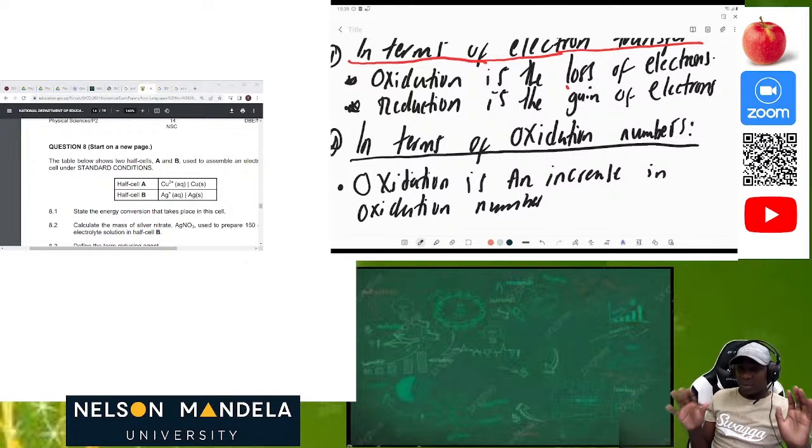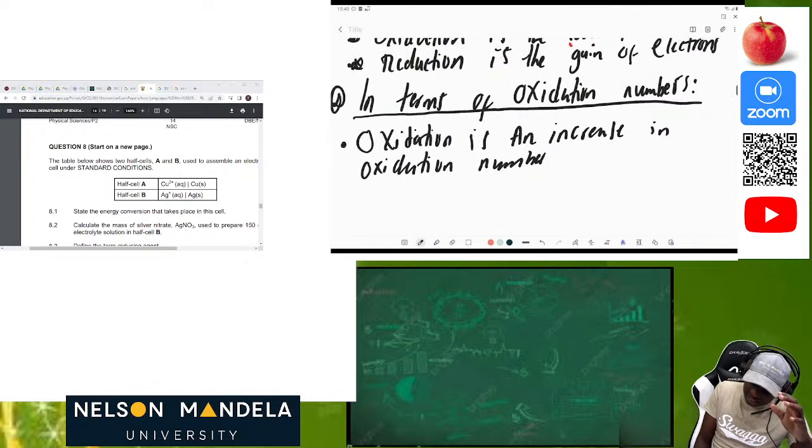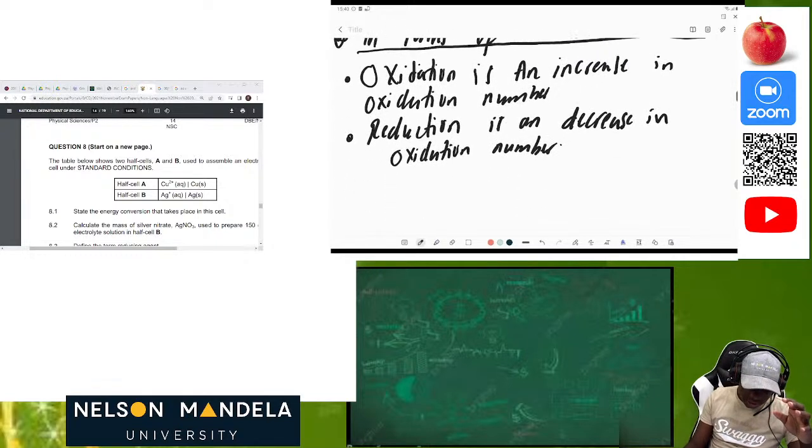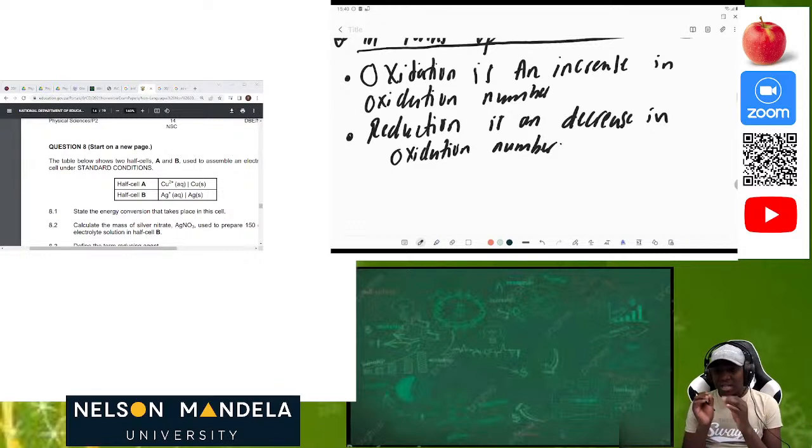So if you know about oxidation in terms of the electron transfer, it is the loss of electrons, already automatically you know what reduction is in terms of the electron transfer. And when we're looking at these two terms in terms of oxidation numbers, oxidation is an increase in oxidation number. So what is reduction? Reduction is now the vice versa. Reduction is a decrease in oxidation number. Those are the things which were so important.